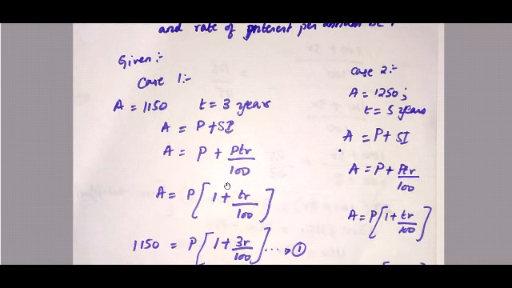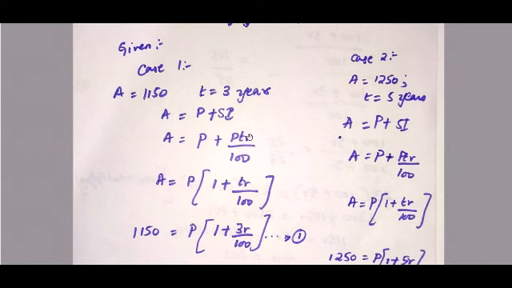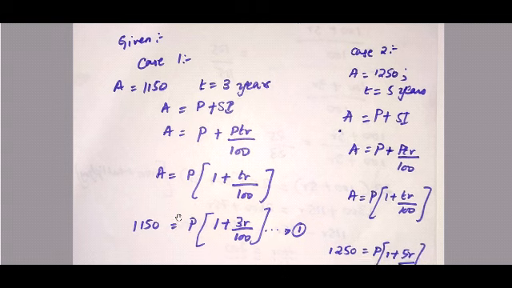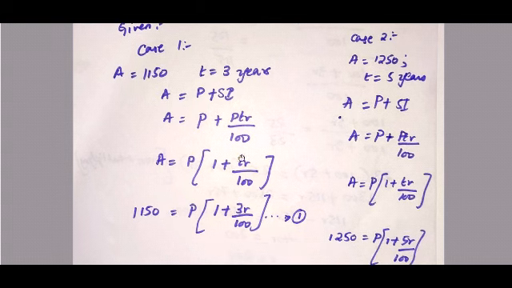So now if you implement this in the formula, A is equal to principal plus simple interest, which can be written as PTR by 100, and A is equal to principal into 1 plus TR by 100. Principal you take as common outside. So A is 1150, the P value we need to find out, and the time is 3. So this is nothing but our equation 1.